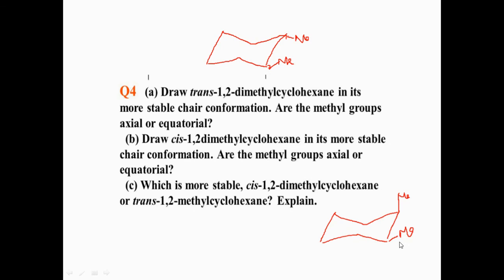Which is more stable, cis 1,2-dimethylcyclohexane or trans 1,2-dimethylcyclohexane? In the case of 1,2-disubstituted cyclohexane, the trans form is more stable than the cis form because in the trans form both substituents are placed on the equatorial positions. In the equatorial position there is no 1,3-diaxial interaction, so it is the more stable conformation.